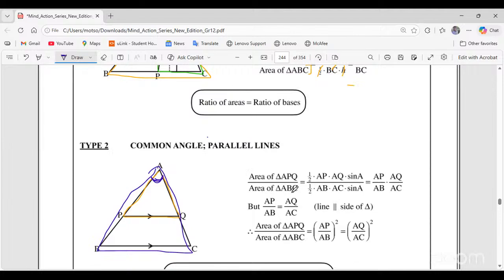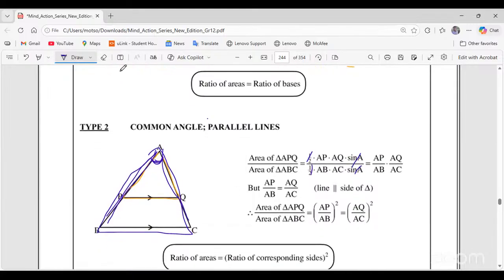Now we come to the denominator. We will have 1 over 2 times those two sides that meet at the angle, which is this one and this one. So in this case, it will be AB times AC times sine of the angle between those sides, which is sine A. Now the half cancels out with the half, and the sine A cancels out with the sine A. We will be left with the product AP times AQ all over AB times AC, just like that.